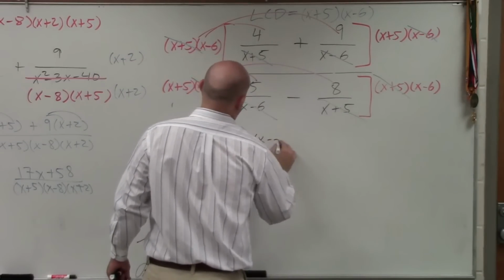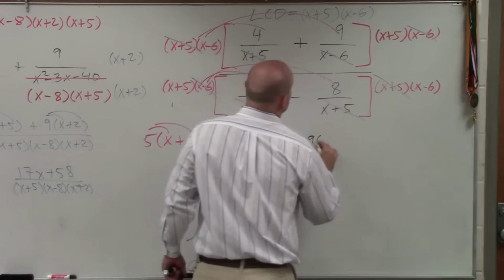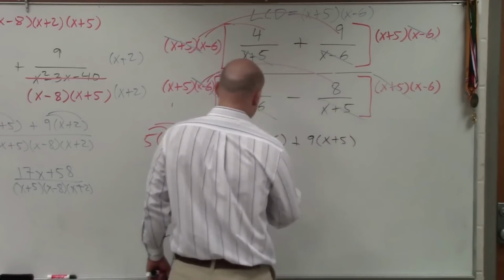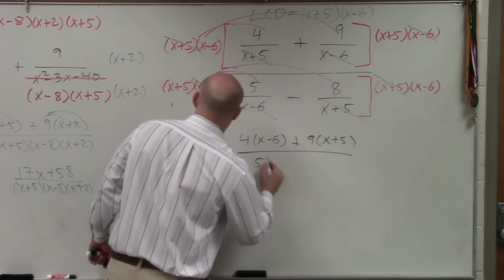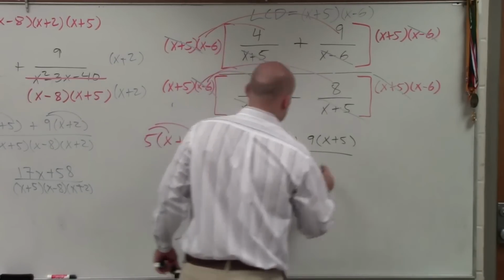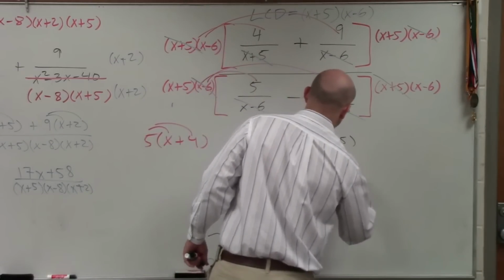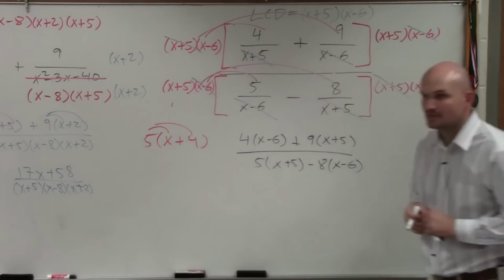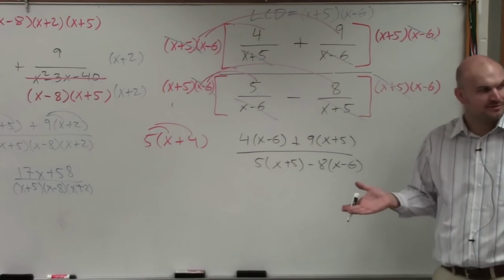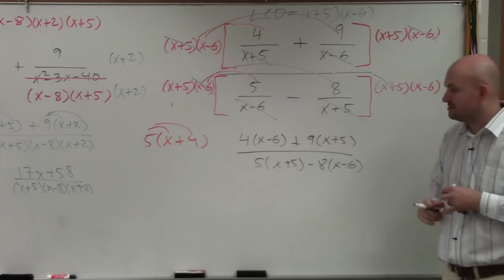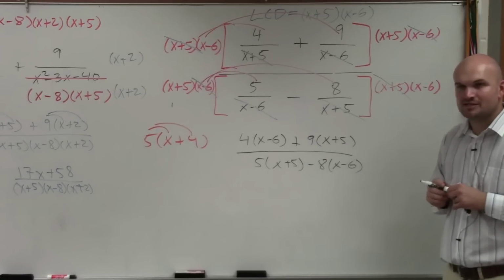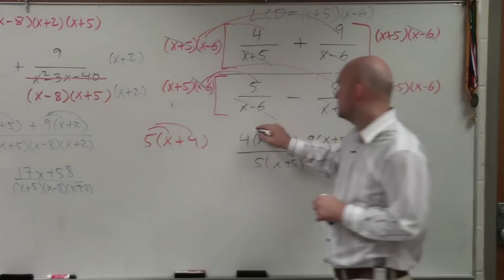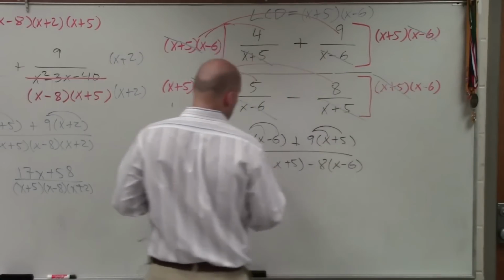4 times x minus 6 plus 9 times x plus 5 all over 5 times x plus 5 minus 8 times x minus 6. Do you see how I have no more fractions anymore? I just have one general fraction. That's it. And then you can just go ahead and simplify your work. Apply the distributive property, apply the distributive property.